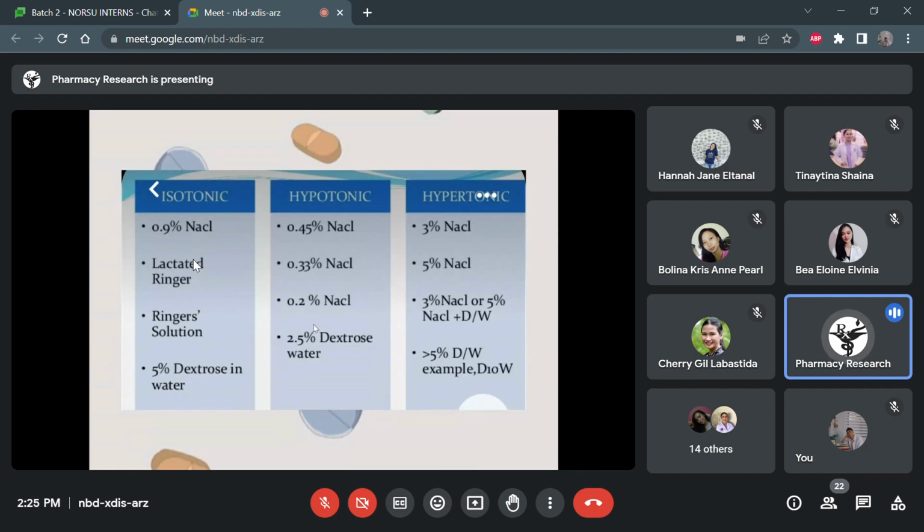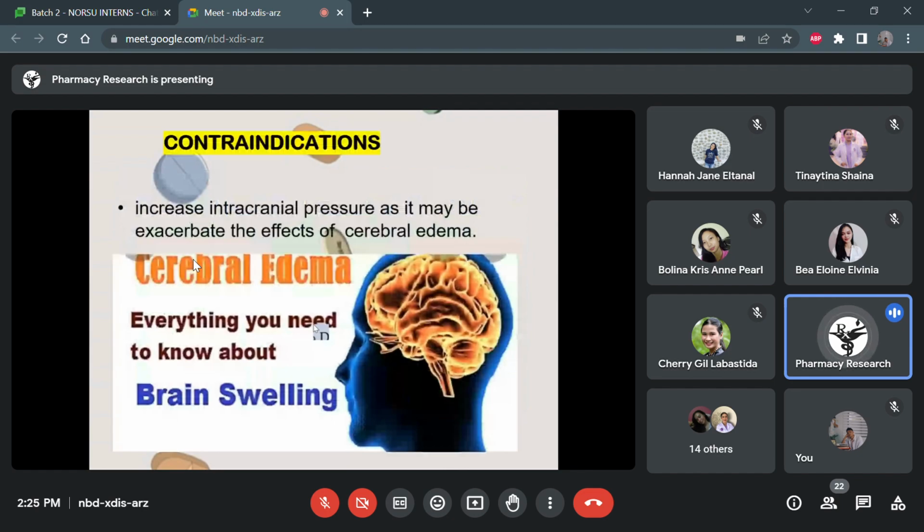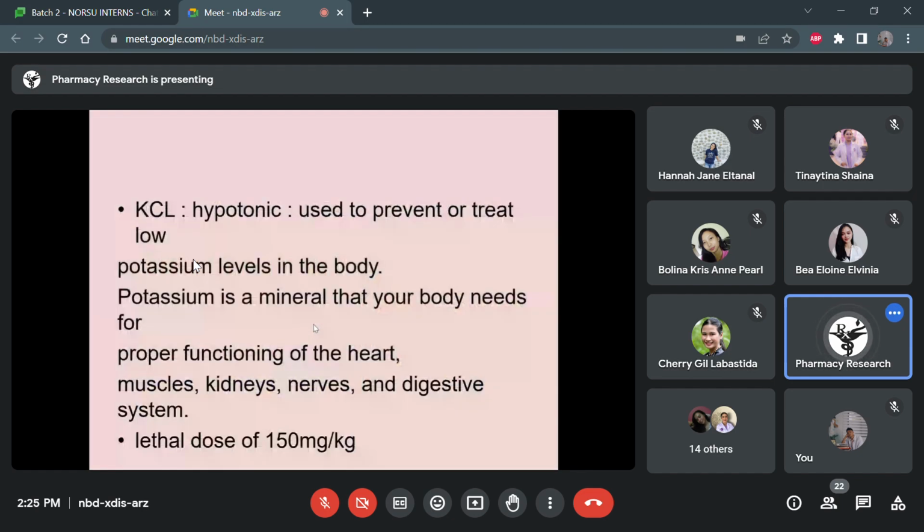But the most common one here, guys, is the hypotonic 0.45, D5 45, the violet one. Remember the color, guys. Another example of a hypotonic is the KCl that we mentioned.